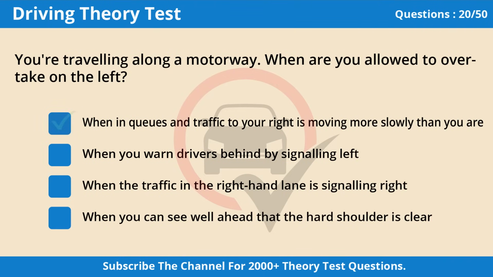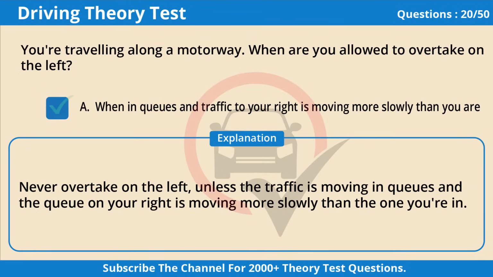A. When in queues and traffic to your right is moving more slowly than you are. Never overtake on the left, unless the traffic is moving in queues and the queue on your right is moving more slowly than the one you're in.